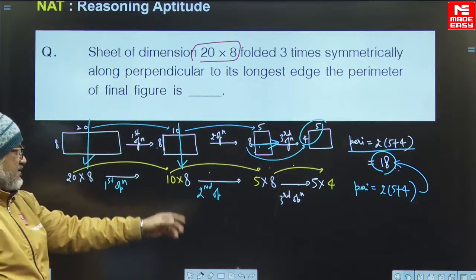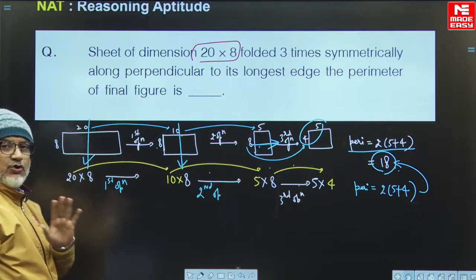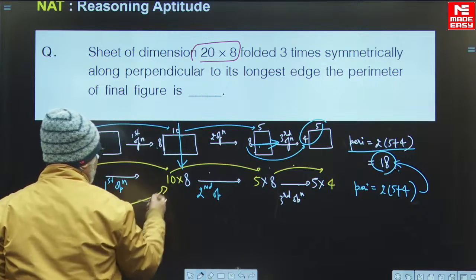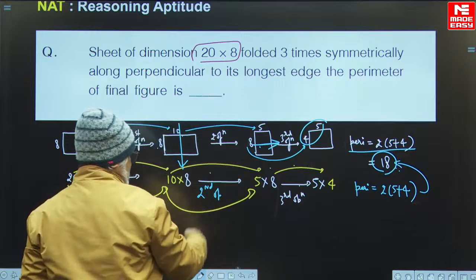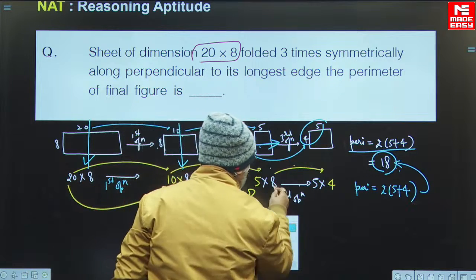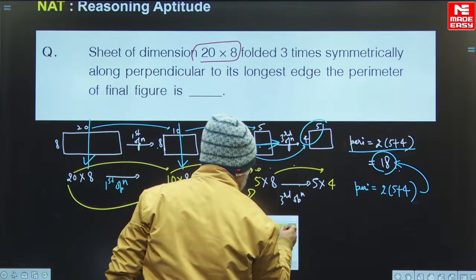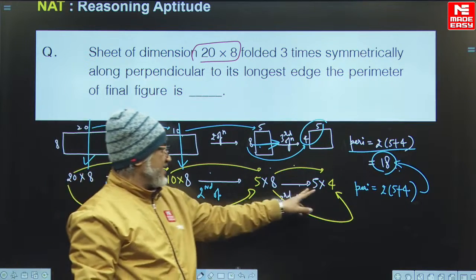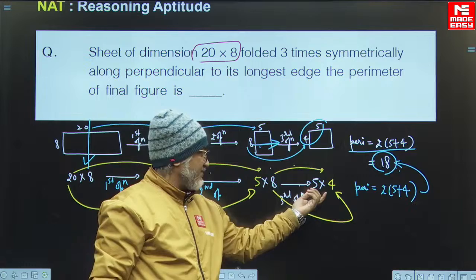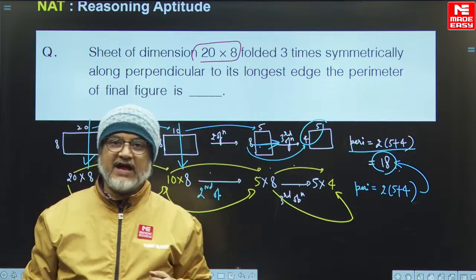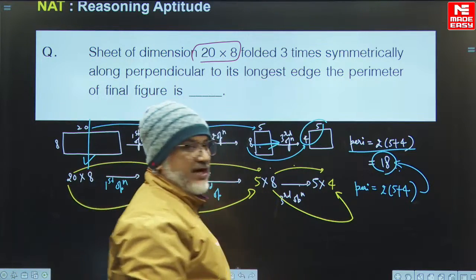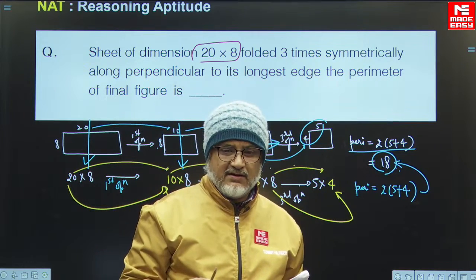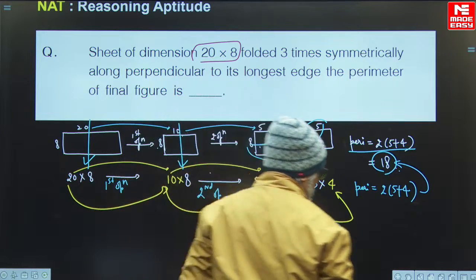Schematic diagram has been shown, and what is happening, no need of doing anything. 20 will become 10, lengthy is again 10, 10 will become 5. Second operation, lengthy is now 8, now 8 will become 4. So perimeter is twice of L plus B, 5 plus 4, 9, double of that is 18. So I hope it's predictable and much easier.